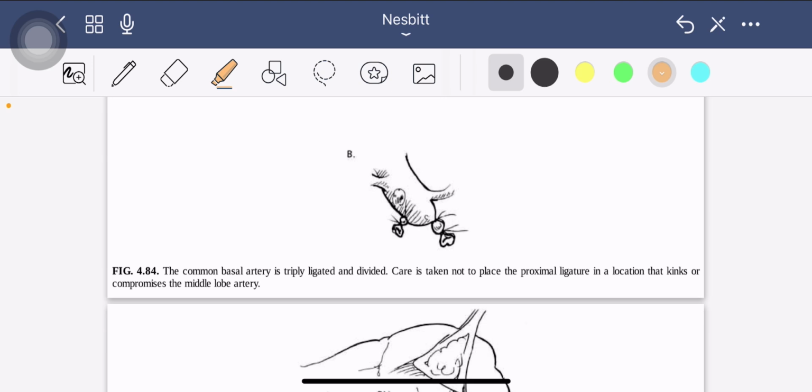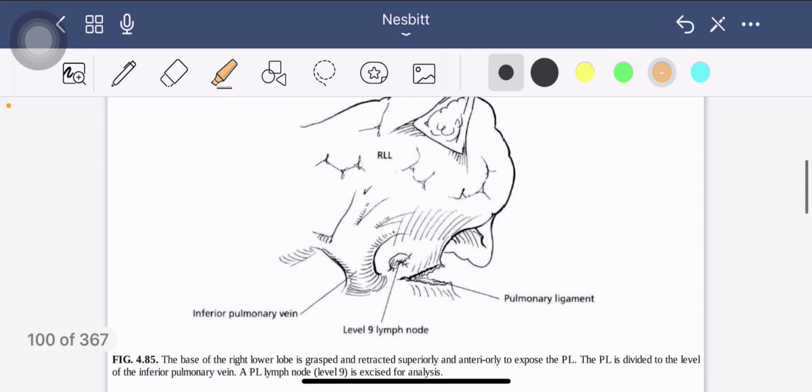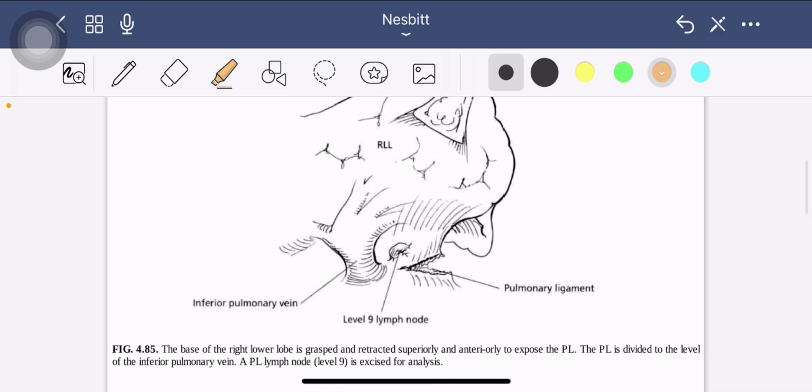So here the superior segment pulmonary artery is ligated and divided, this is the middle lobe pulmonary artery, and this is the common basal pulmonary artery. The common basal pulmonary artery is triply ligated and divided, and care is taken not to place the proximal ligature in a location that kinks or compromises the middle lobe artery. So we have to take care of the middle lobe artery. So this was about the artery.